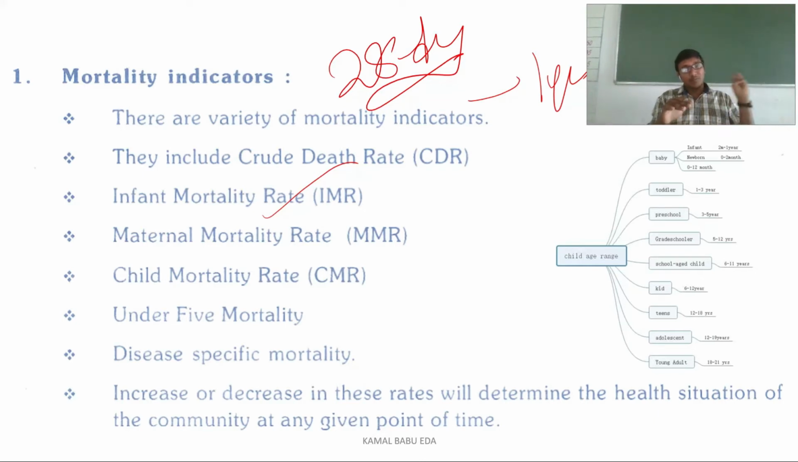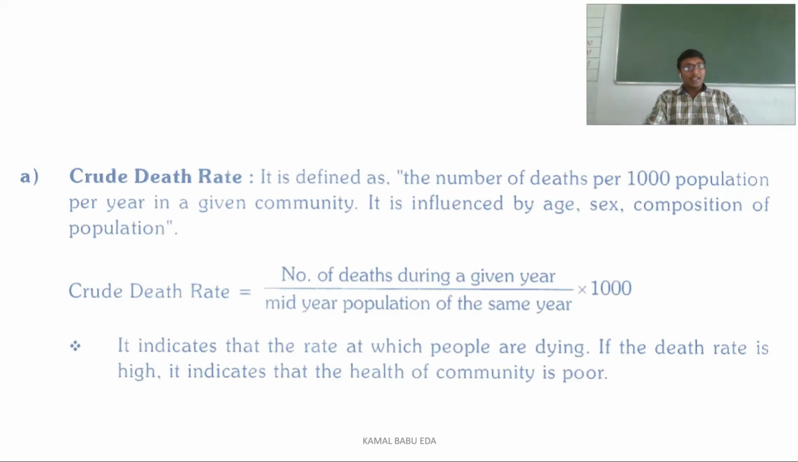So firstly we have seen the morbidity indicator, now we have seen the mortality indicator. In the mortality indicator we'll see the crude death rate. So how to calculate this crude death rate? The crude death rate equals the number of deaths during a given year divided by the mid-year population of the same year, multiplied by 1000. If you use this formula, you will get the crude death rate. So it is the number of deaths occurring per 1000 population in a given community.